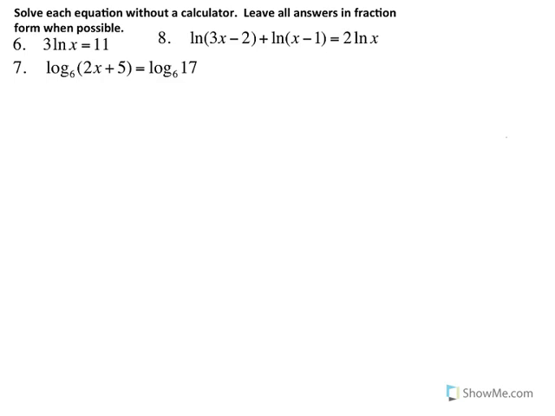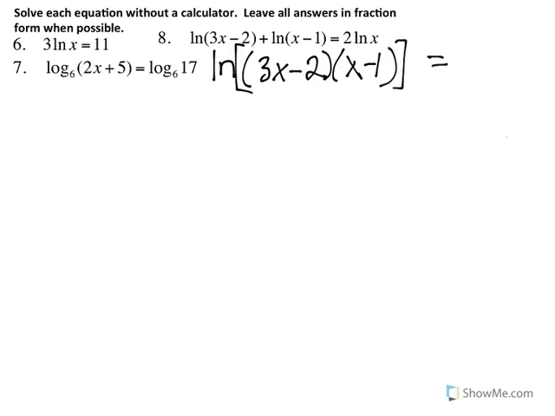I want to condense the left-hand side. What property says I can condense two logarithms with the same base through addition? Okay. That would be the product rule. I can condense this down to the natural log of 3x minus 2 times x minus 1. I can condense all of that into one logarithm. And on the right-hand side, I've got 2 times the natural log of x.